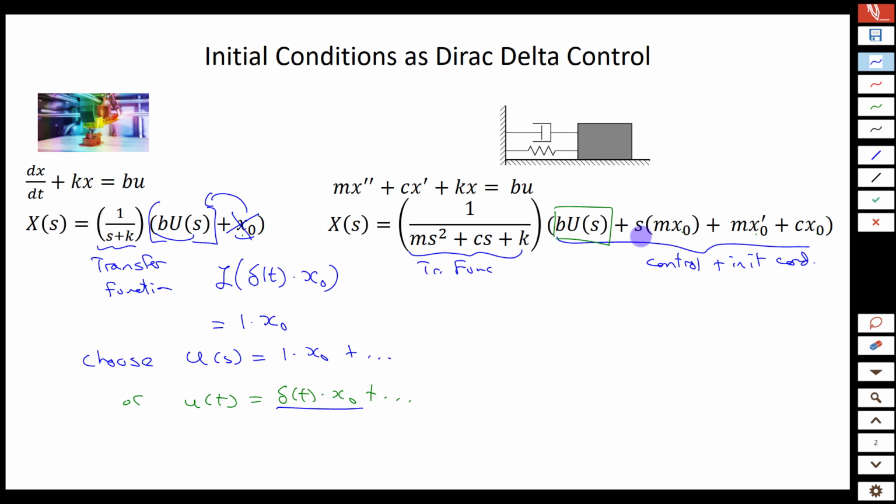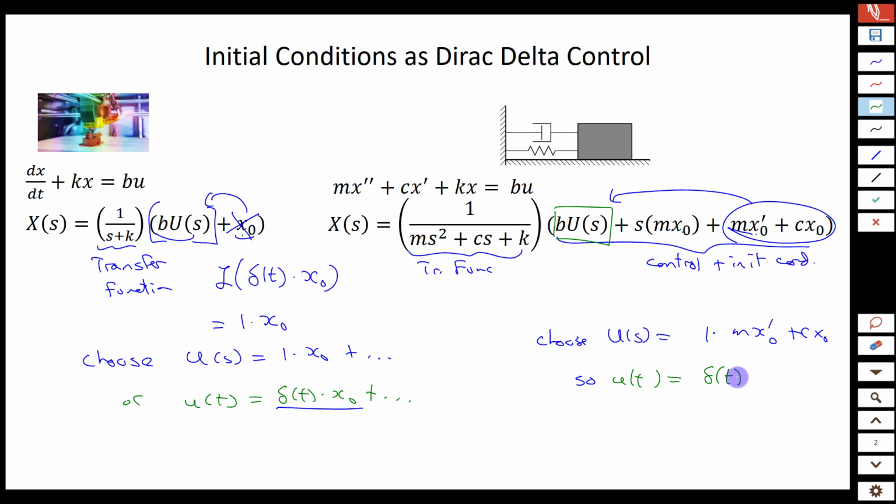And we can do something very similar here, where we take all of these terms and we would just have our choice of u of s equal to, again, 1 times m x prime naught, the velocity, and our initial position. So the actual control we would apply would be a delta function at the beginning times the magnitudes. These are all just constants. So times the magnitudes of these things. So we could hit the system with a delta function here and get the result that we want.